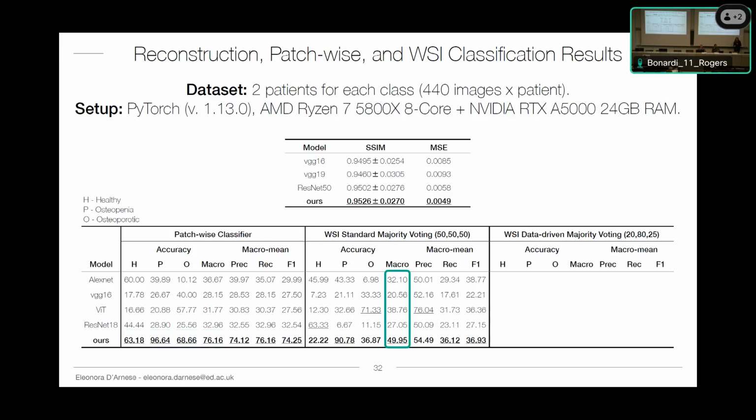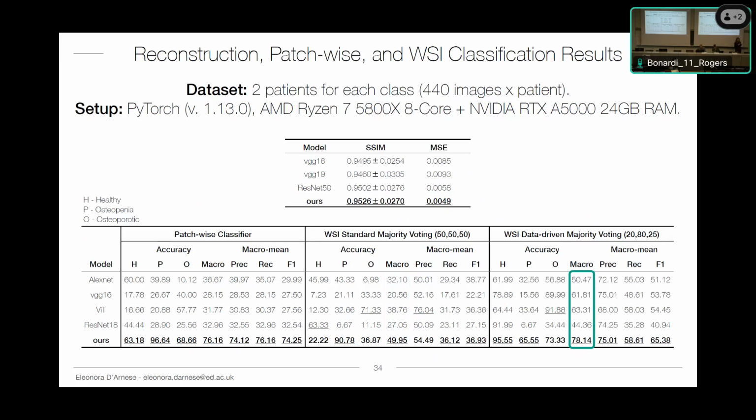We then explored the results based on a 50% threshold, and we have seen that the results drop. So if we just put a threshold for the whole slide classification at 50%, the results were not good among all the state-of-the-art approaches. And this was coherent with the previous part, where we have more data pushed towards osteopenia, which is the in-between class.